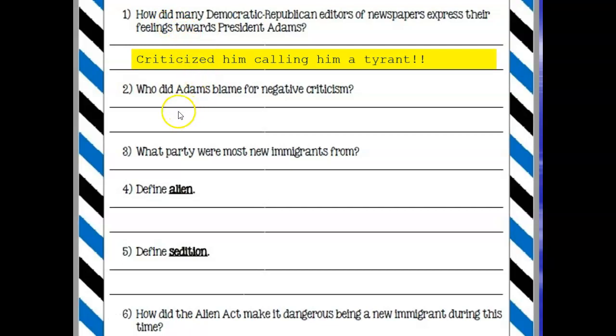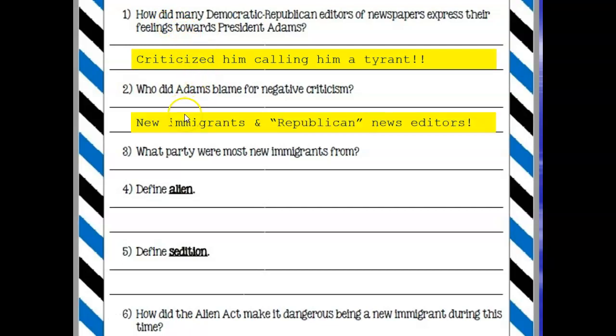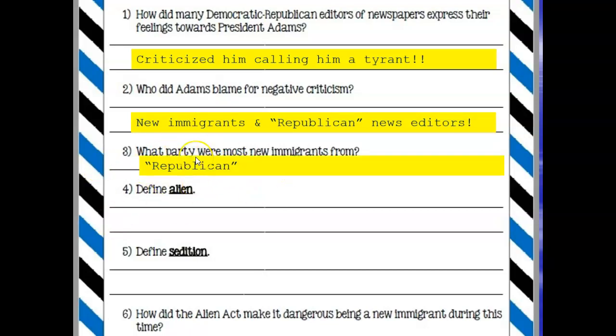And so who does Adams blame for all the negative criticism? Well, he blamed new immigrants and also newspaper editors. And then what party were most of the new immigrants going to be part of? The Republican Party. You were supposed to do original sentences here. So if you did not get full credit, that's probably why.